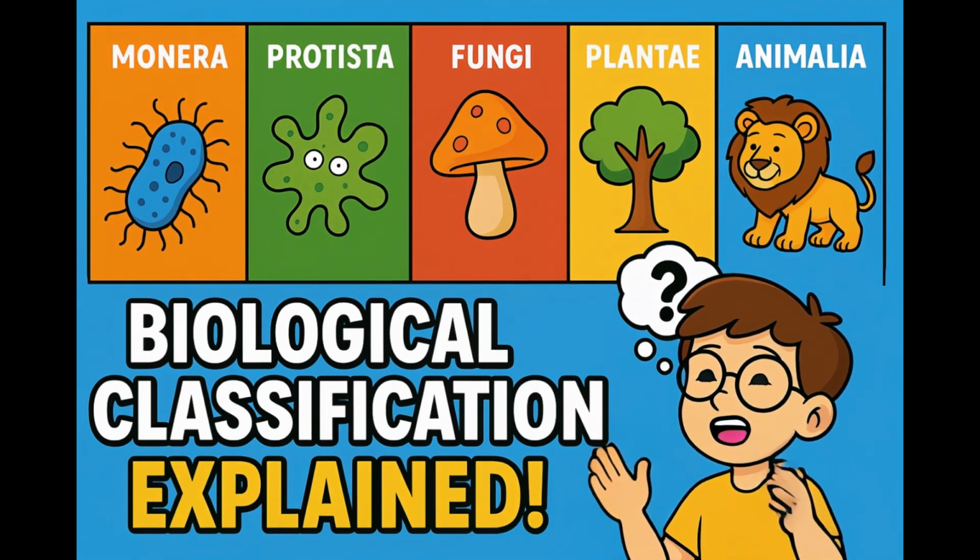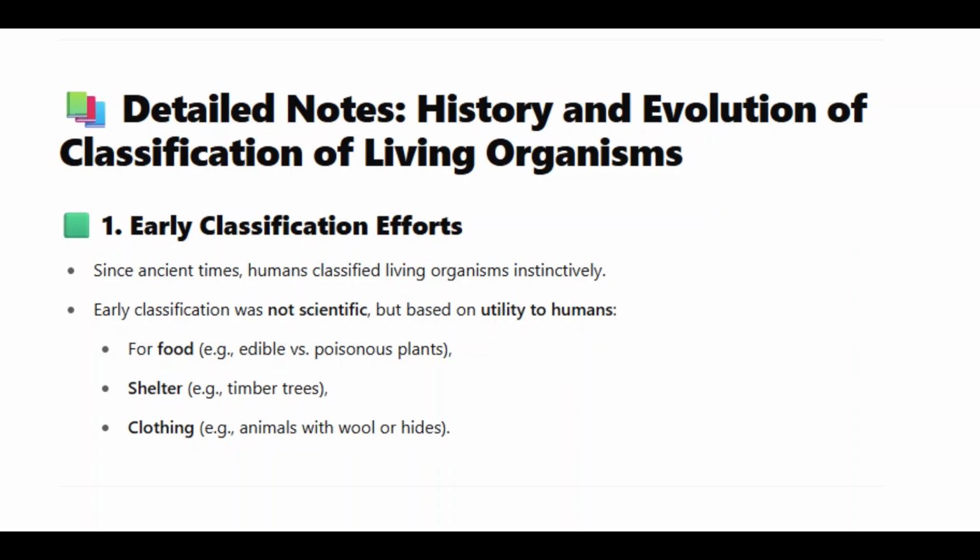I suggest you take a notebook and make notes with me while learning. History and evolution of classification of living organisms. 1. Early classification efforts. Since ancient times, humans classified living organisms instinctively. Early classification of plants and animals was not scientific, but based on utility to humans.